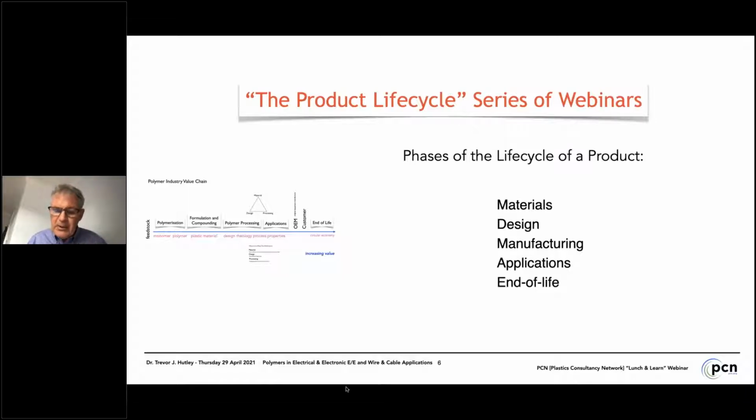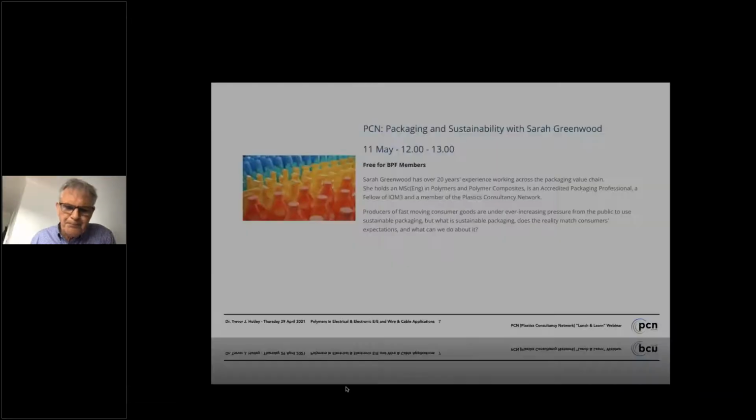And then we're going to be looking in later webinars at the end of life and also at managing the product life cycle, particularly looking at how to recruit, retain and motivate the right people to perform all of the above tasks. So this is where we are, applications at the moment. This is the topic of today, applications of plastics materials.